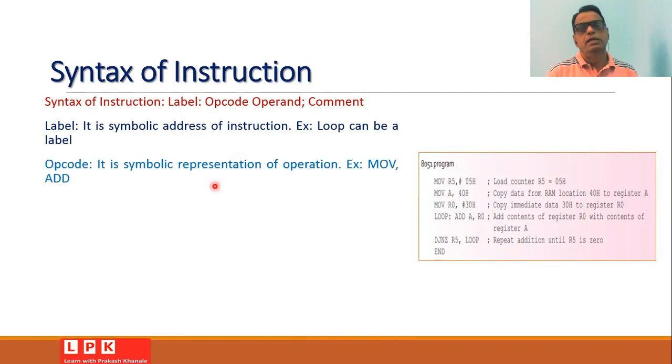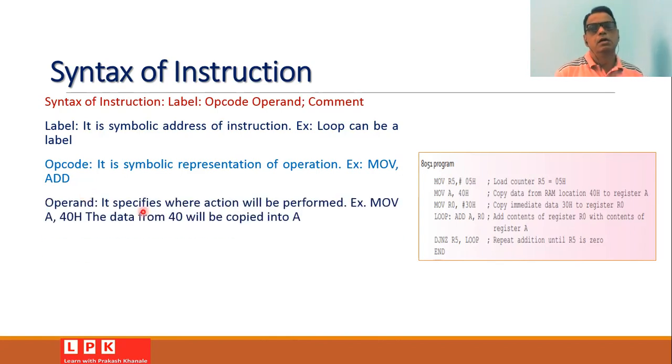Opcode, as I said, is a symbolic representation of the operation. In the 8051, you can write the opcode in terms of English words. For example, when we write instructions such as MOV, or when we write instructions such as ADD, you can call it an opcode. Also, every word that we write in the instruction has a code, and this code is in the form of 8 binary bits.